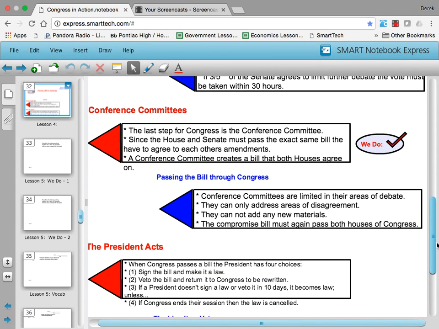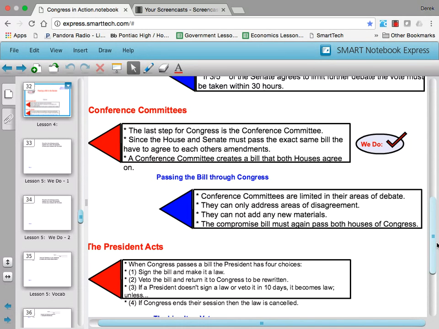Now it goes beyond Congress. The final step in creating a law is a presidential action. But the president has 4 choices once that bill arrives on his desk. Number 1, he can sign the bill and it becomes a law.